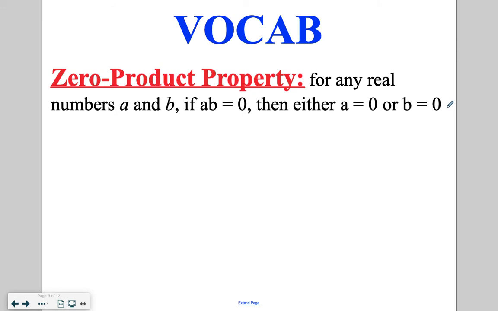It's called the zero product property. That means for any real number a and b, if a times b equals 0, then either a is 0 or b is 0. So basically what this is saying is if you're multiplying two numbers, either the first one has to be 0 in order for it to equal 0, or the second number has to be 0 in order for it to equal 0. So it's basically saying multiplying by 0 gets you an answer of 0.